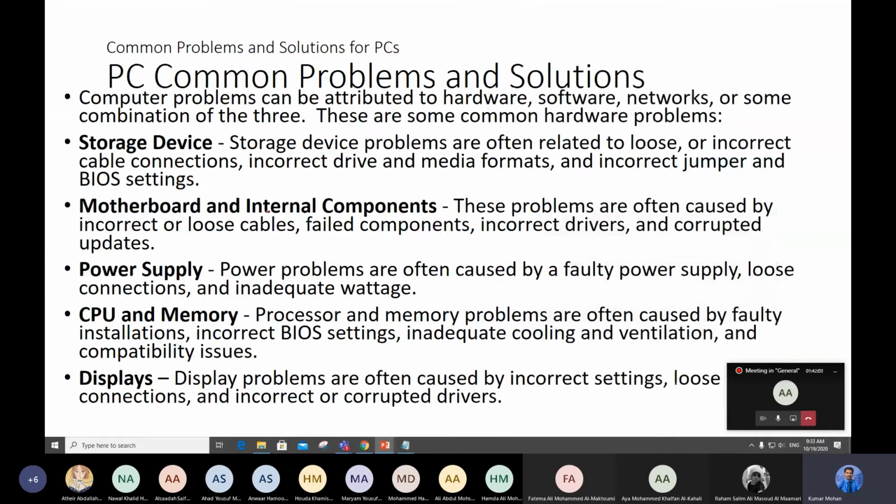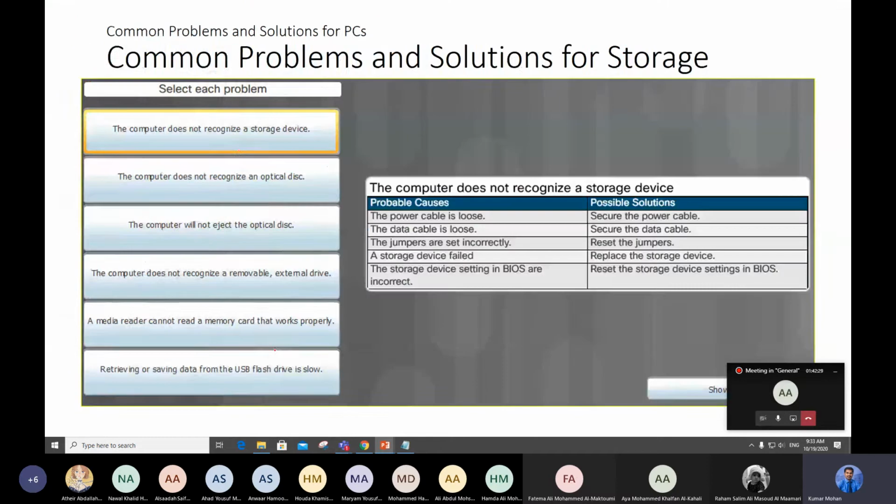Next, this is also important. They may give some, dear, this is very important. What are the common problems and solutions? Here this is called troubleshooting. You may get some questions in the exam also. What is troubleshooting? If there is a motherboard problem, what do you need to do? If there is a storage problem, what do we need to do? If there is a power supply problem, what do you need to do? If there is a CPU problem, what do you need to do? If it is a display problem, what do you need to do?